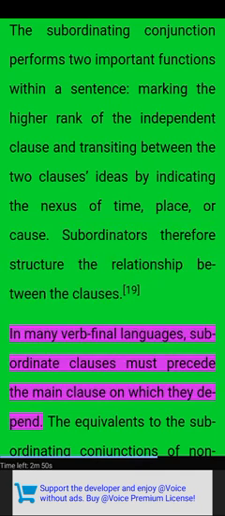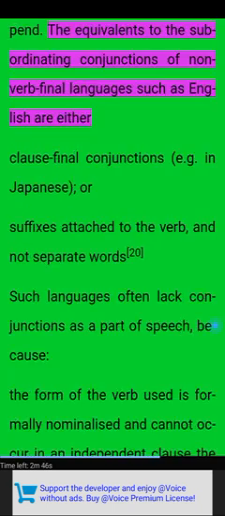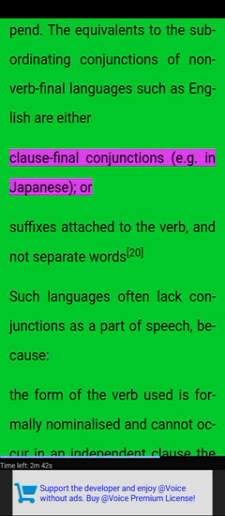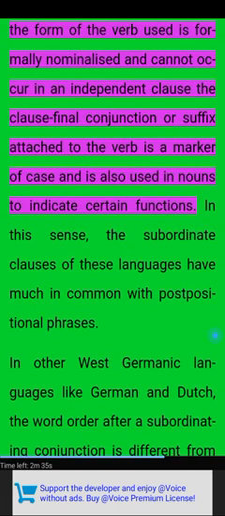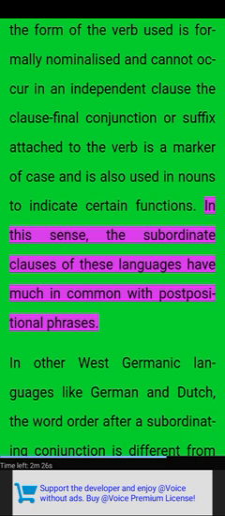In many verb-final languages, subordinate clauses must precede the main clause on which they depend. The equivalents to the subordinating conjunctions of non-verb-final languages such as English are either clause-final conjunctions, e.g. in Japanese, or suffixes attached to the verb, and not separate words. Such languages often lack conjunctions as a part of speech, because the form of the verb used is formally nominalized and cannot occur in an independent clause. The clause-final conjunction or suffix attached to the verb is a marker of case and is also used in nouns to indicate certain functions. In this sense, the subordinate clauses of these languages have much in common with postpositional phrases.